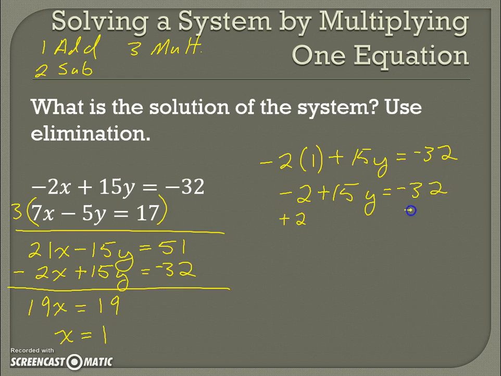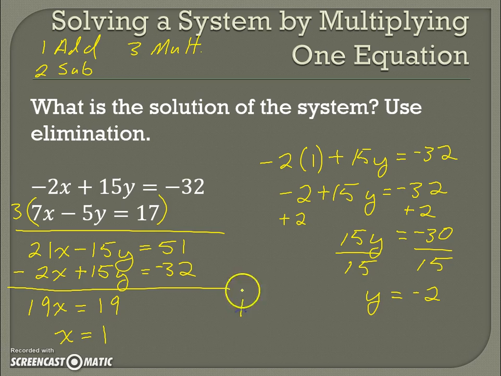Add 2. 15y equals -30. Divide by 15, and y equals -2. I'm not going to go through the check on this for the sake of time, but (1, -2) is the solution to that.